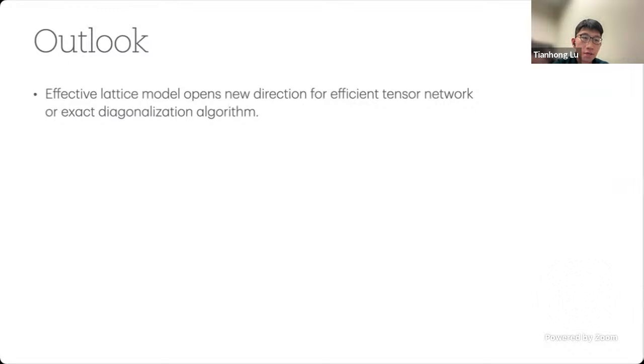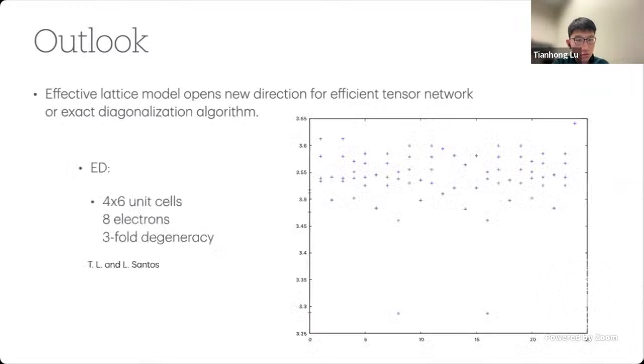that work on lattices. For example, here are the ED, exact diagonalization, results we have. It's on a 4x6 unit cells lattice with 8 electrons, so 1/3 filling fraction, and the ED results show a 3-fold degeneracy, which is a characteristic of FCI at 1/3 filling fraction.